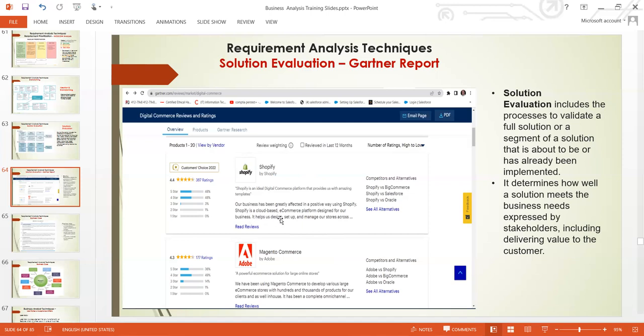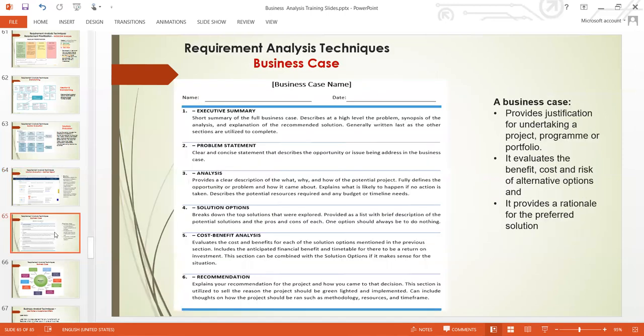When we have done our solution evaluation, we've selected up to three solutions. Out of the three solutions, we make one recommendation. But if our recommendation is not good enough and management decides not to choose it, we have to make at least three alternatives for them to fall back on if they are not choosing the first recommended solution. To do that, we come up with our business case, where we justify which solution we are going to use for our projects.